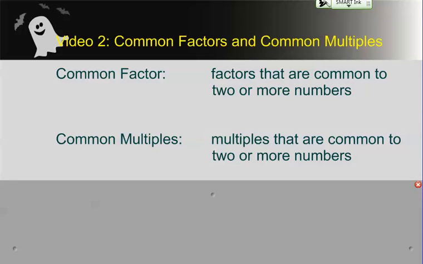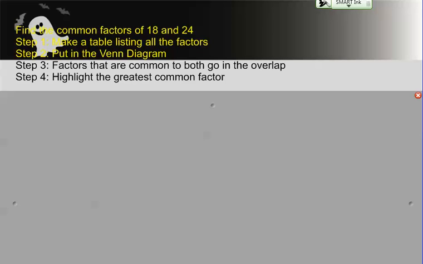Multiples, if you remember, that's when you skip count or count by a number like 5, 10, 15, 20. Those are your multiples. A common multiple are multiples that are common to two or more numbers. Okay, the way that we're going to find common factors are we're going to use a Venn diagram. So in this example, we're going to find the common factors of 18 and 24.